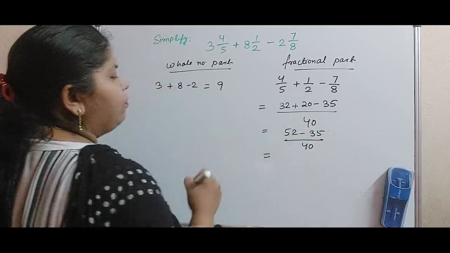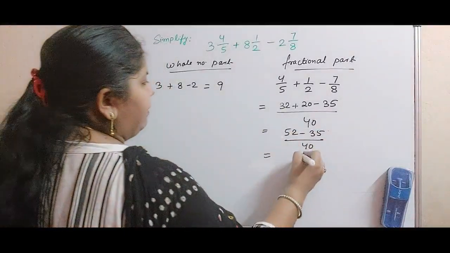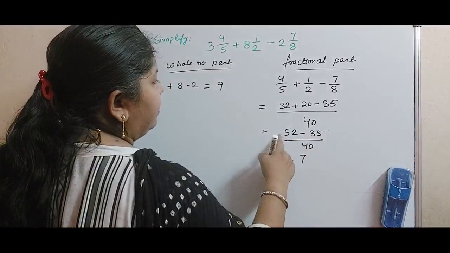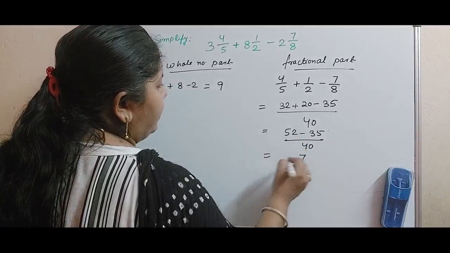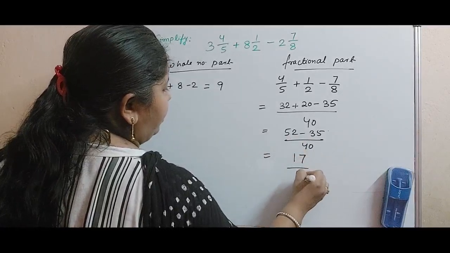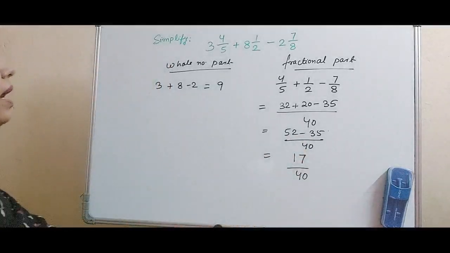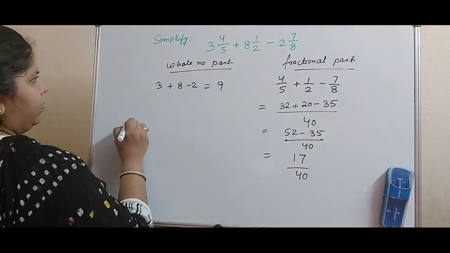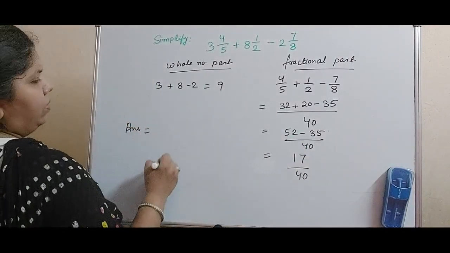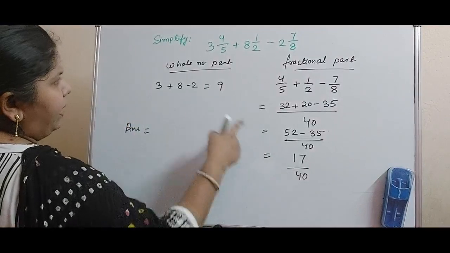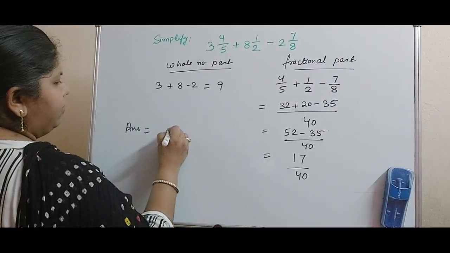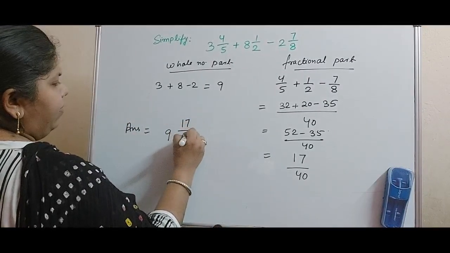After subtraction, what did we get? 52 minus 35: 12 minus 5 is 7, and 4 minus 3 is 1. So 17 by 40. So together the answer becomes what? You have to combine the whole number and fractional part. So it will become 9 17 by 40.